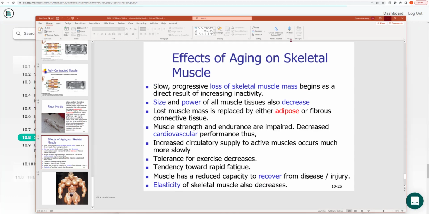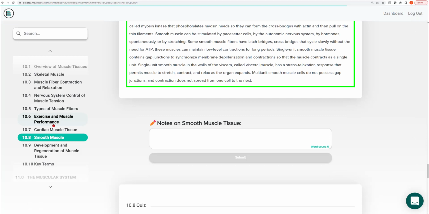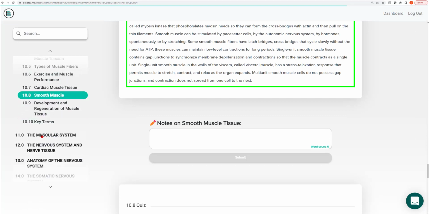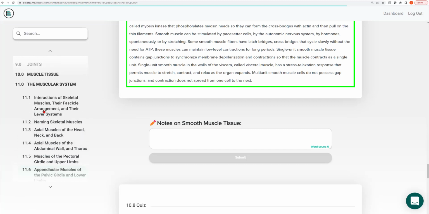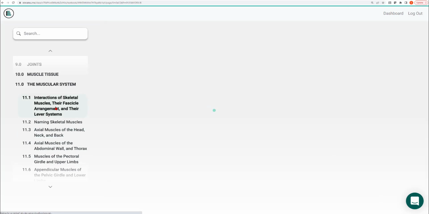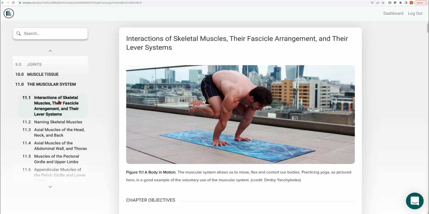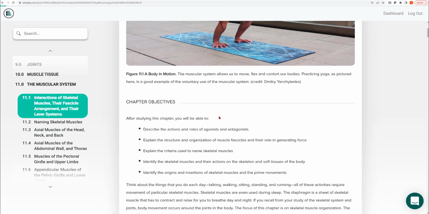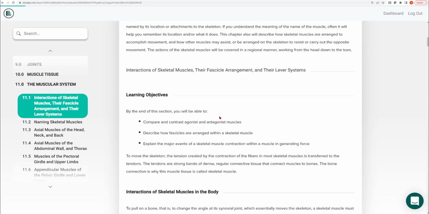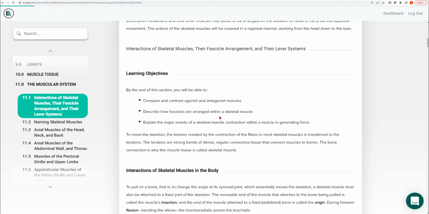The last little bit for this chapter is we're going to jump down to chapter 11. Now, in chapter 11, this is primarily the naming of muscles. It goes through the muscles of the axial region, the muscles of the appendicular region. I'm not going to be talking through these sections as this is basically what you've been doing in labs 4 and 5. But I do want to go into 11.1 just a little tiny bit and remind you of a couple of things that you're also seeing in lab.